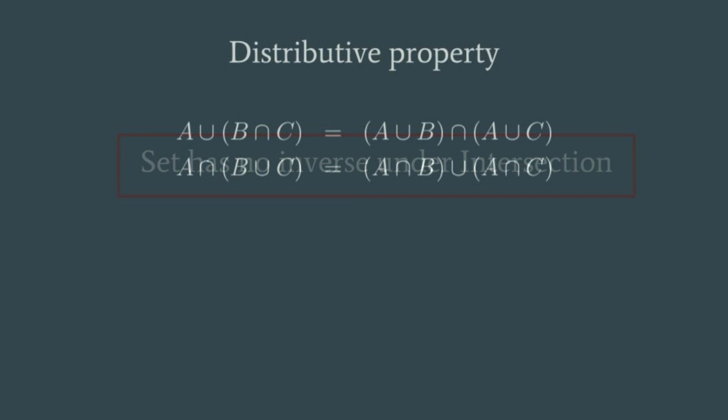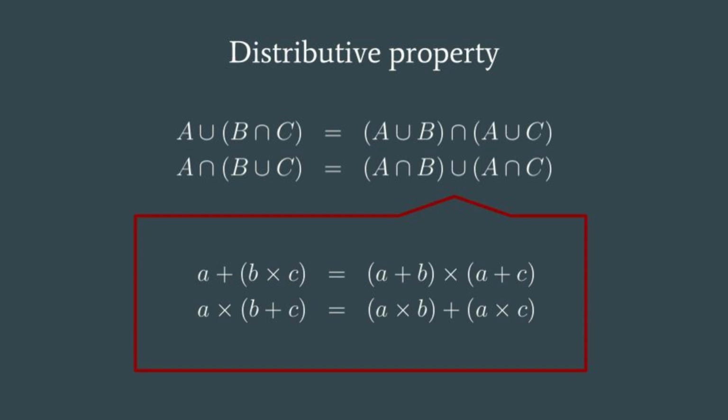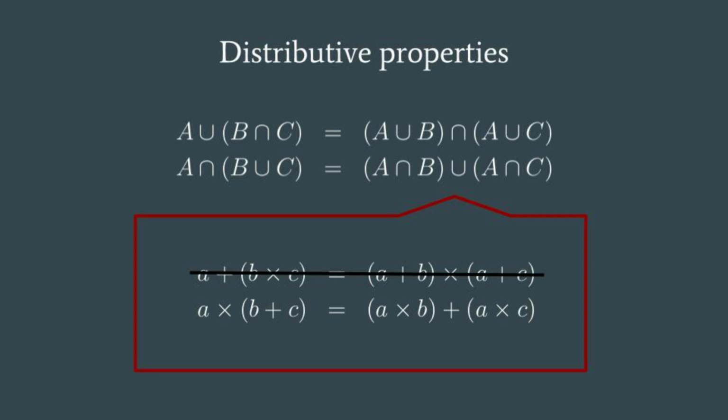Another set identities are these. These are the distributive properties. Replacing union as plus and intersection as multiplication sign, we can get similar identities. Can you tell me which one is valid in real algebra? Right, the second one. The first one is not valid in real algebra, but it is valid in Boolean algebra.